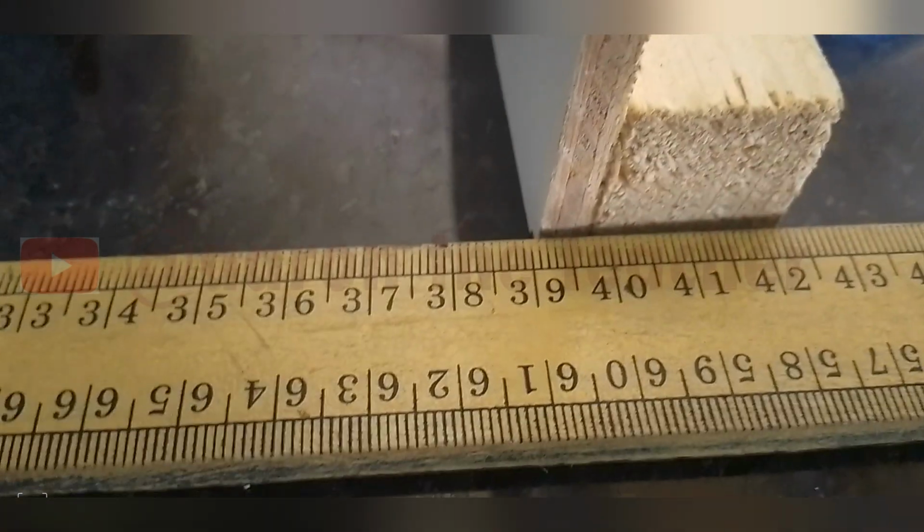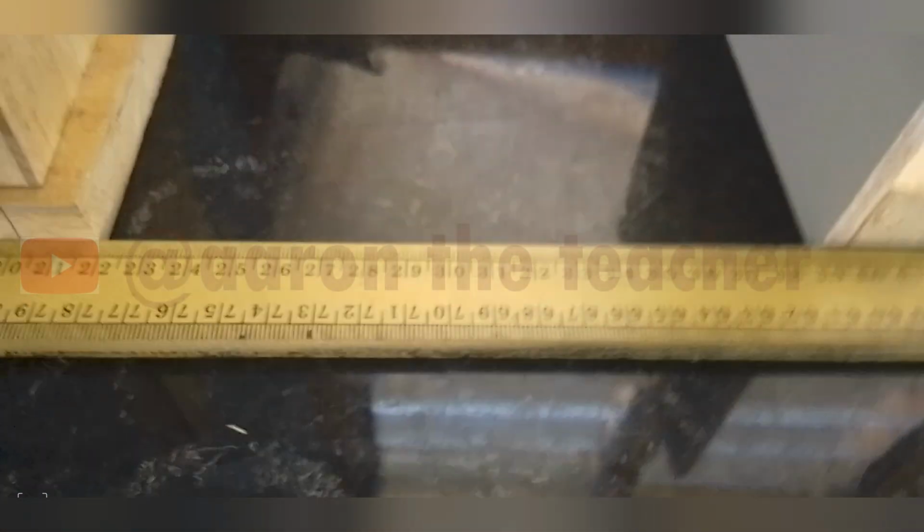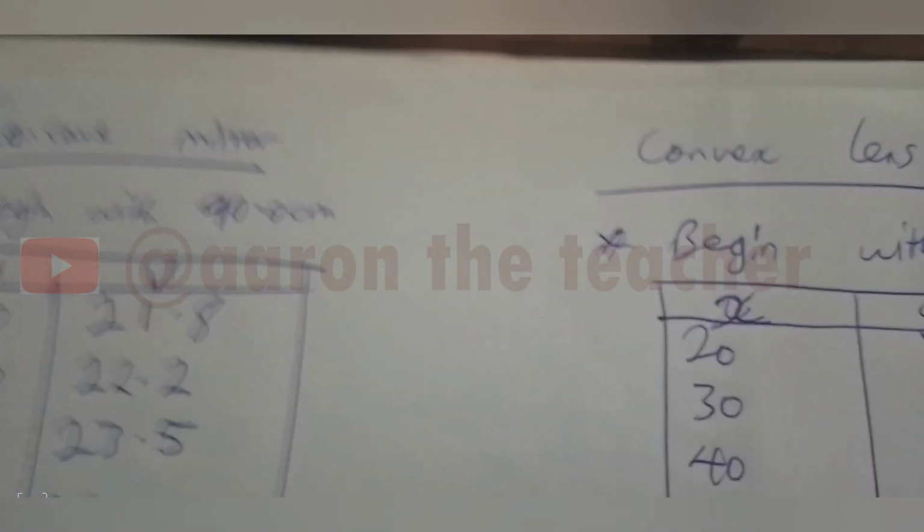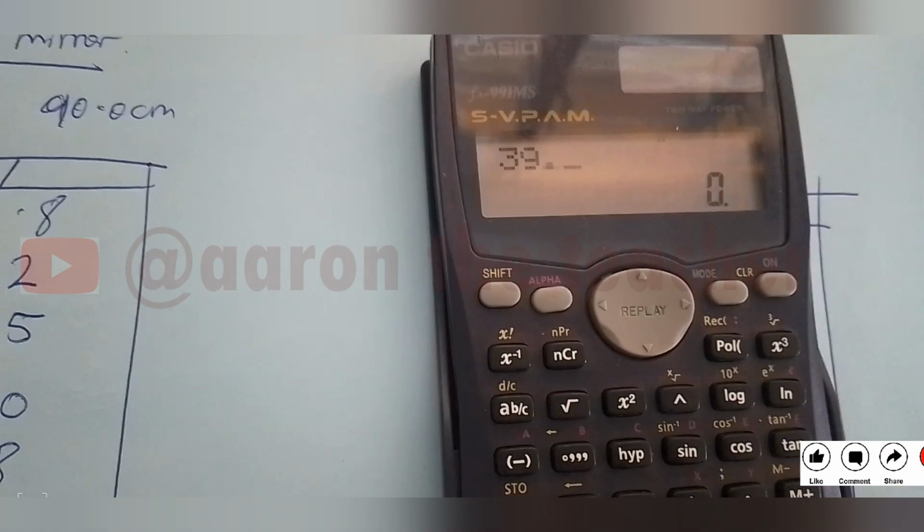And now I measure the distance between the lens and the screen. The distance will be from 20 up to 39.2. So I'm just going to get 39.2 minus 20. If I press 39.2 minus 20, that's 19.2.